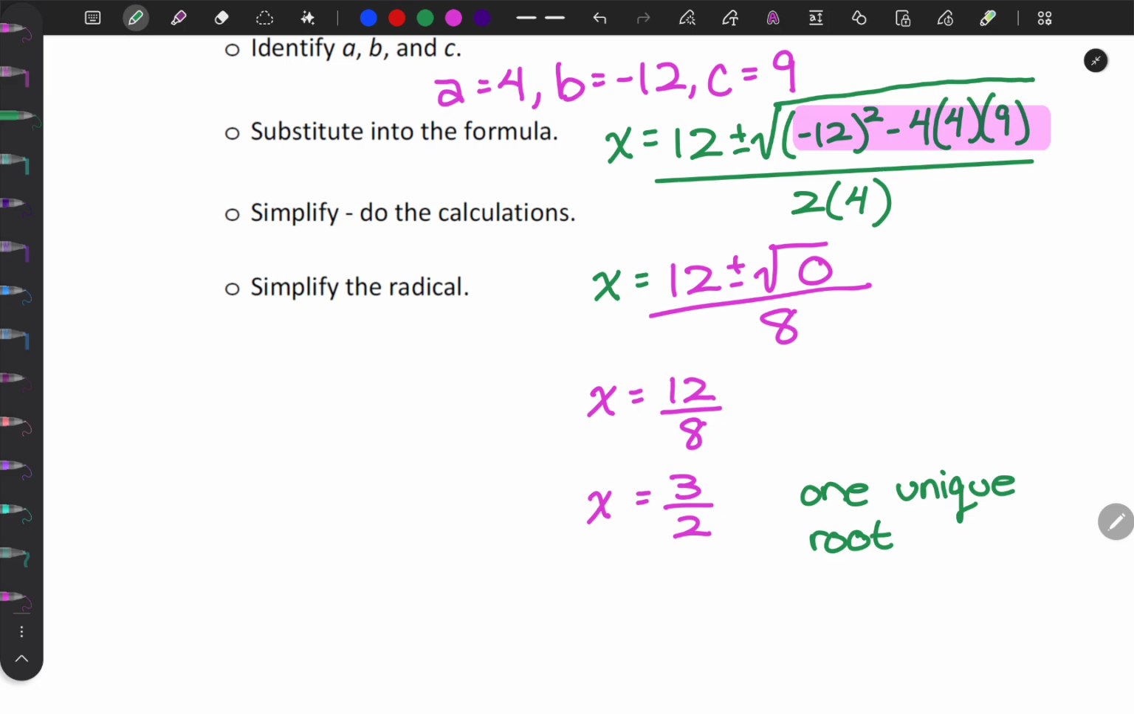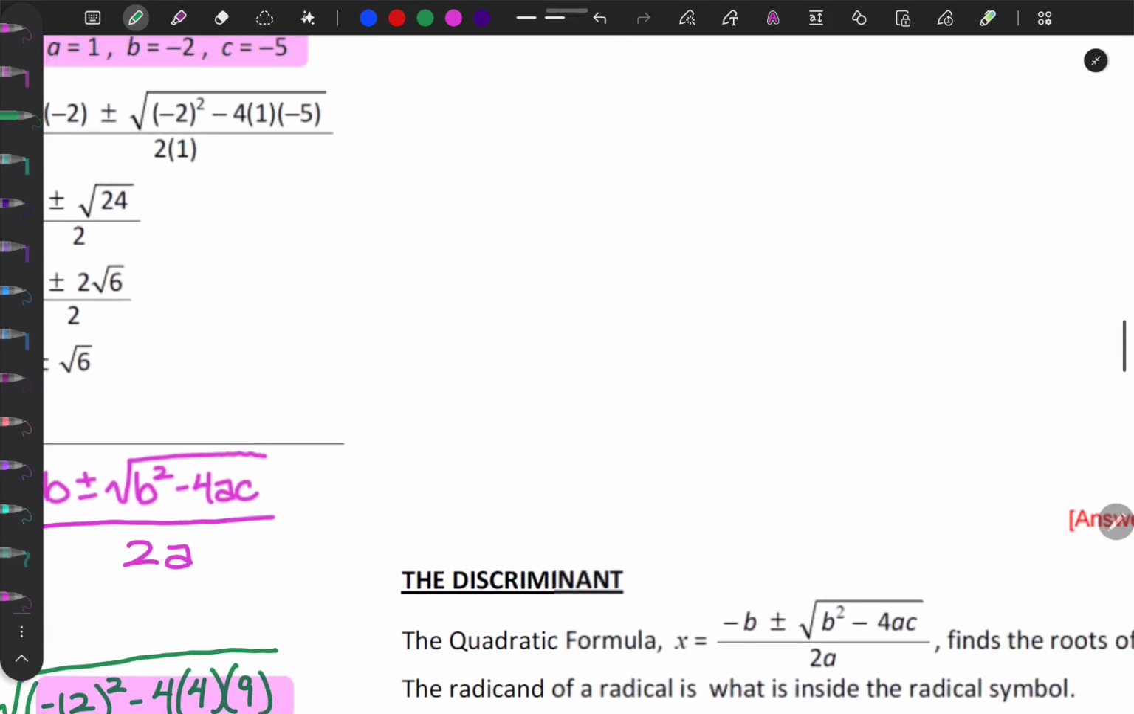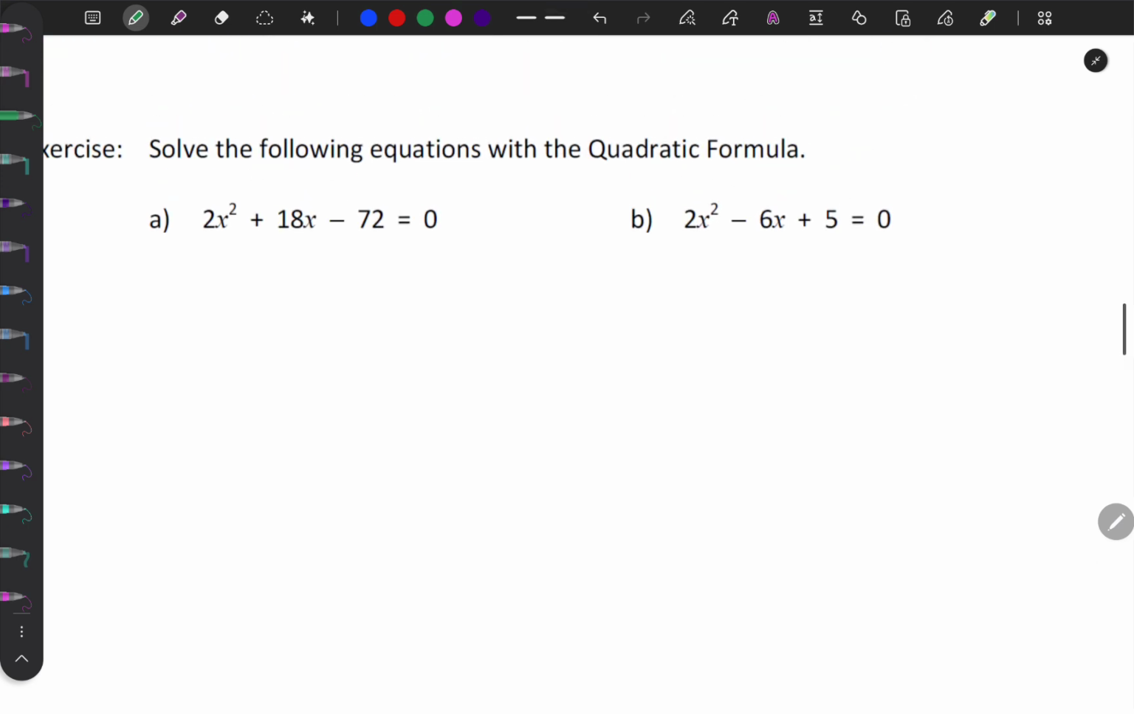It's a pretty straightforward method. There are 2 more exercises on the right side of the page. This is a good time to pause the video and try and solve both of them yourself, and then you can unpause and see how I do it.